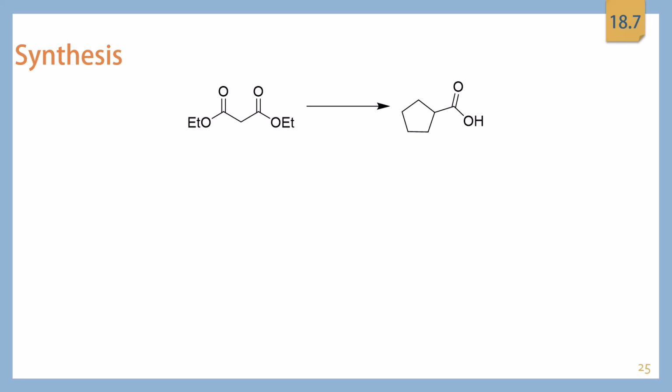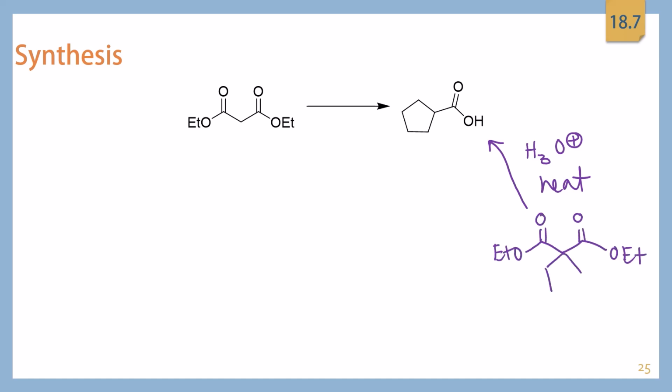Ooh, this one's really cool. So this one, you just have to get a little more creative than you did previously. You have to backtrack again. You have to think about how would I actually make this cyclic structure? So what would have been before this, right? We know that our last step in these syntheses is always to hydrolyze and decarboxylate. So what we would have had before this would be this compound here.